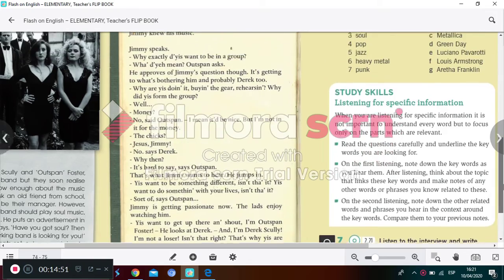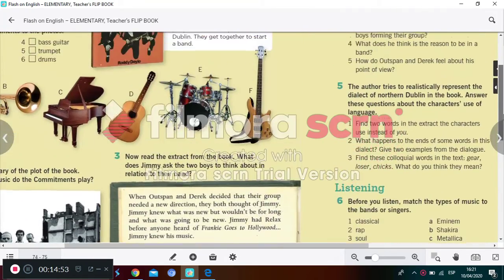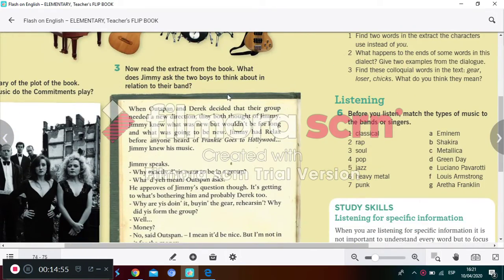Okay, students, I'm totally sure that you have read this. Now you need to answer this question in your notebooks. What does Jimmy ask the two boys to think about in relation to their band? This is the question. ¿Qué les preguntó que pensaran sobre su banda?